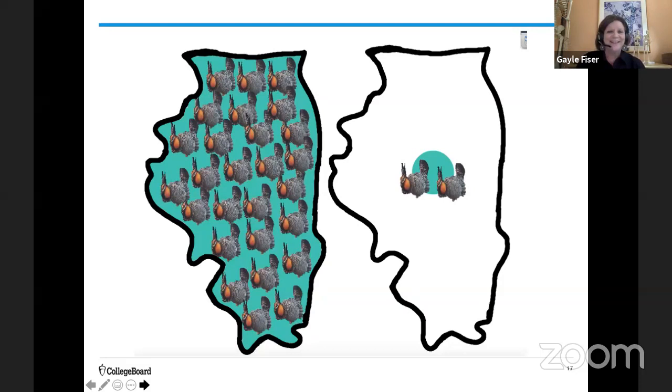Okay. Here is the state of Illinois, and this is not to scale, and these great prairie chickens do not represent any number. This is just a representation of there was a lot of prairie land for them, and there were a lot of great prairie chickens, and then that was reduced, and they were down to just 50 great prairie chickens in 1993.